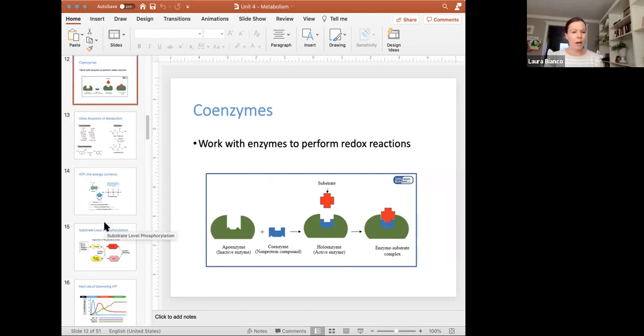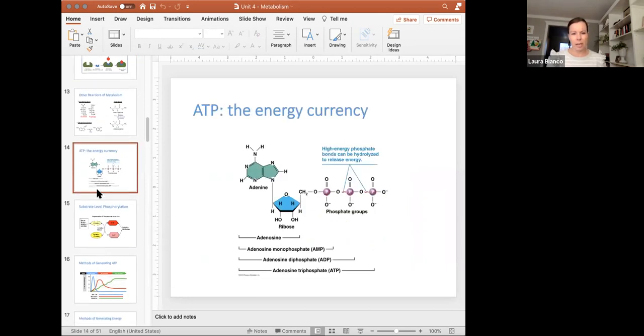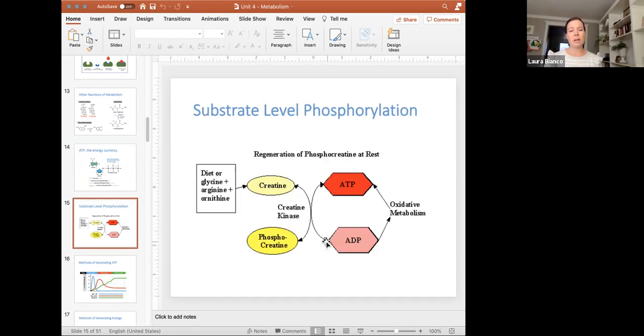I am going to skip to just the significance of ATP. So ATP is the molecule that all of your body cells use for energy. They use that directly for energy. And ATP can be made basically in two main ways. It can be made through substrate level phosphorylation, and it can also be made through cellular respiration.